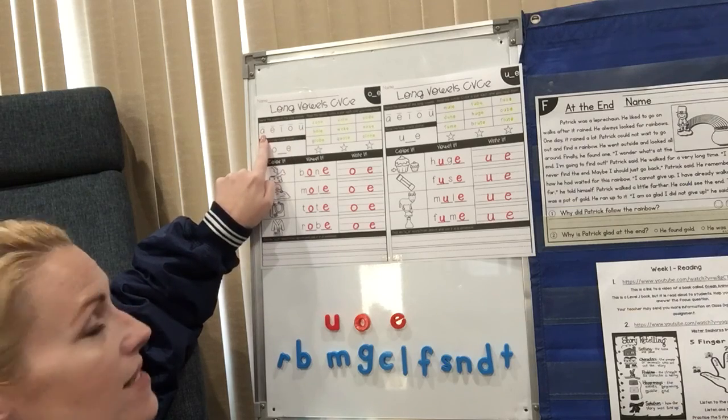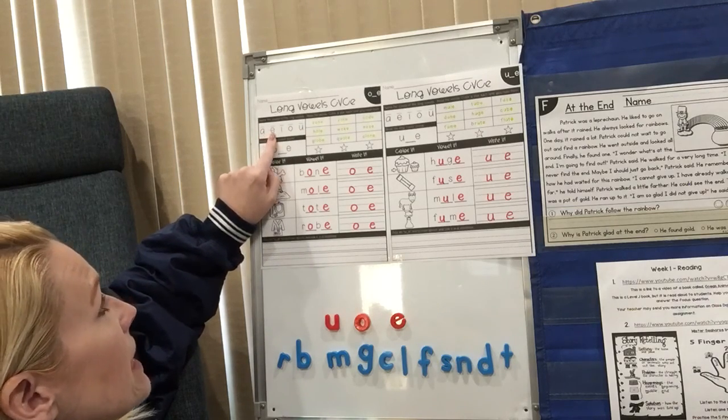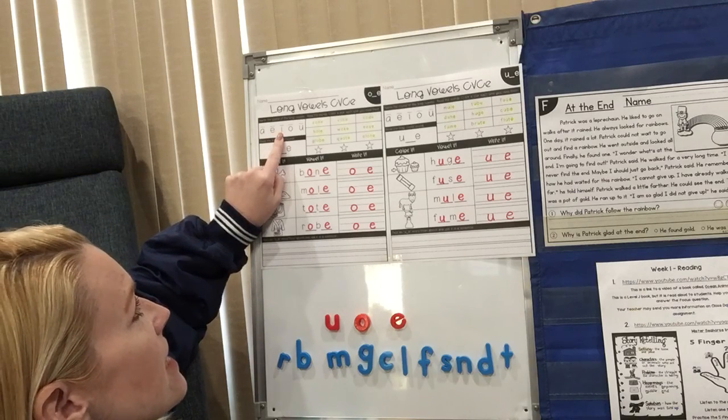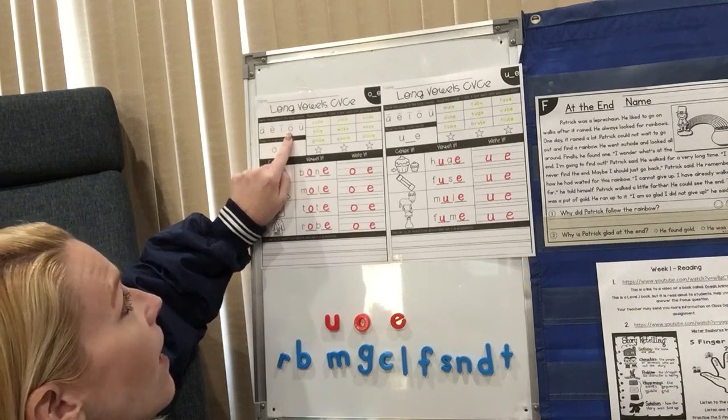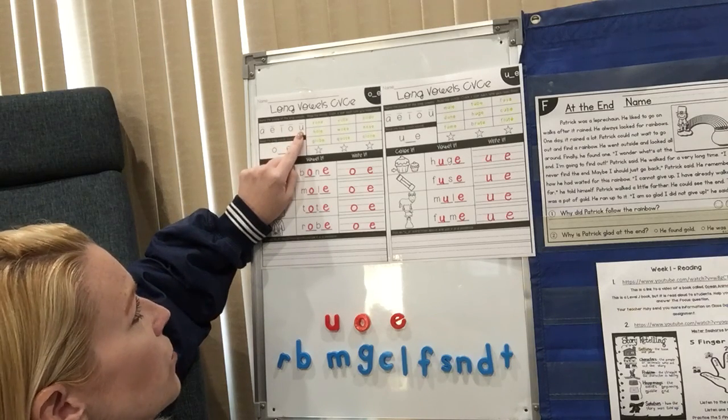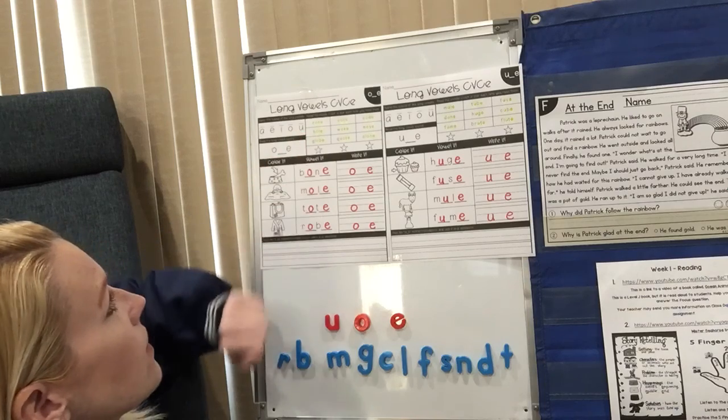So A says its name of A. E says its name of E. I says its name of I. O says the name O. And U changes to U.